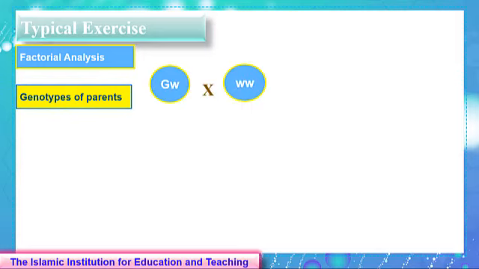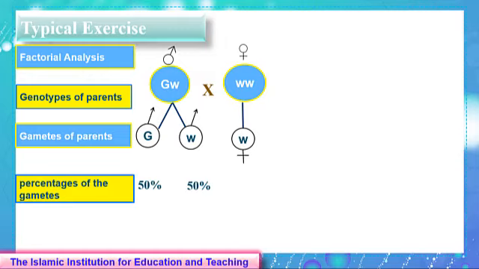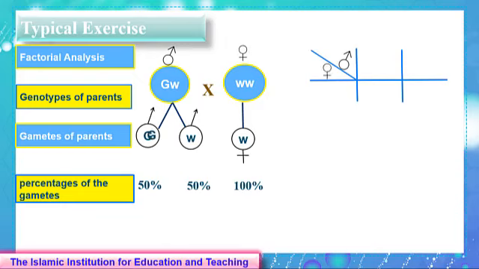We start with the genotypes of the parents, which are GW for the male and WW for the female. The gametes of the parents. There are two types of main gametes. Half of them carry the G allele and the other half carry the W allele. All the female gametes carry the W allele. Percentages of the gametes: 50% for each male gamete and 100% for the female gametes. Then we draw the Punnett square and we move all this data to it.